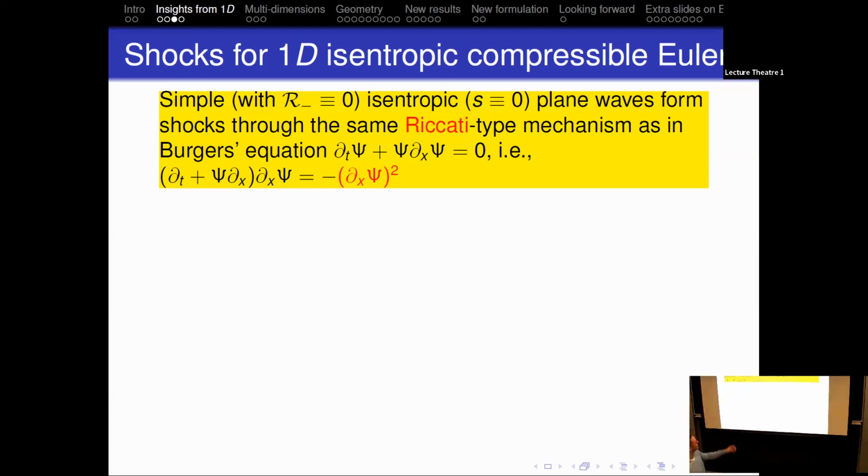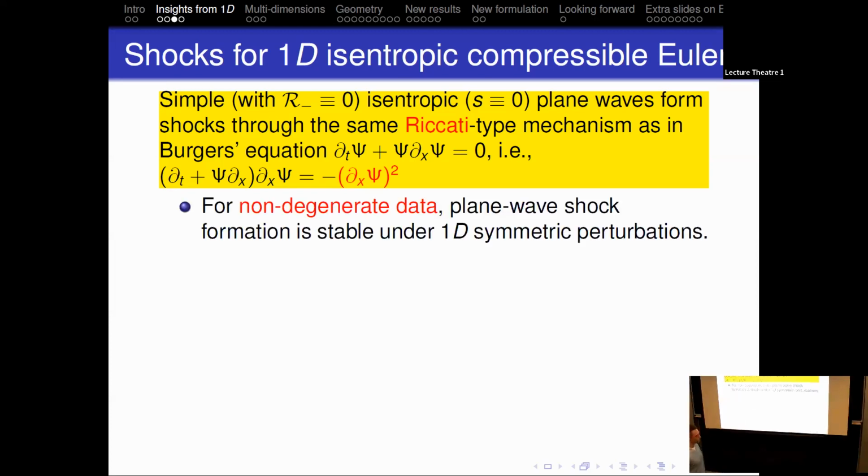Now this picture is maybe a little too crude for what I want to do. So now I'm going to talk about singularity formation in more detail for 1D Euler. Okay, so the regime that I'm going to focus on today is what I will call a non-degenerate regime. I'll say in more detail what that means. But in this non-degenerate regime, the shock formation will be stable. And by stable, I mean qualitatively stable. All of the features that I will show you in my picture are stable.